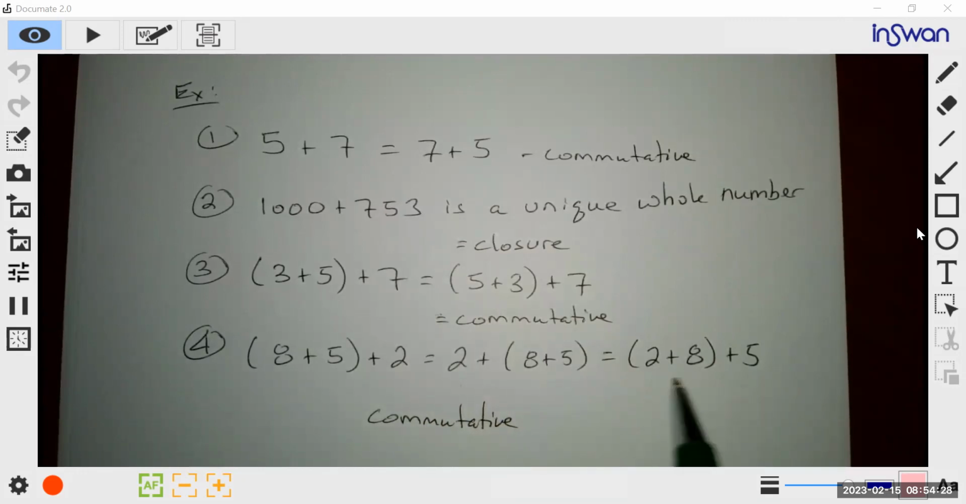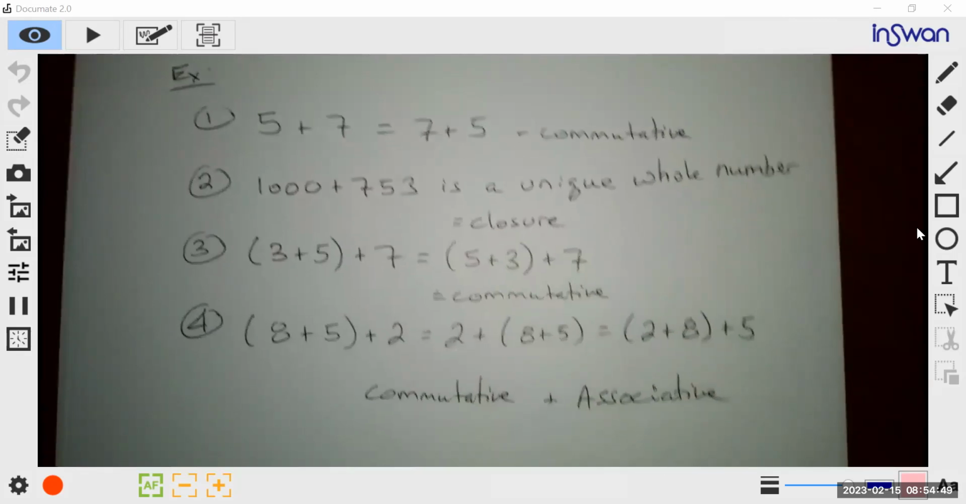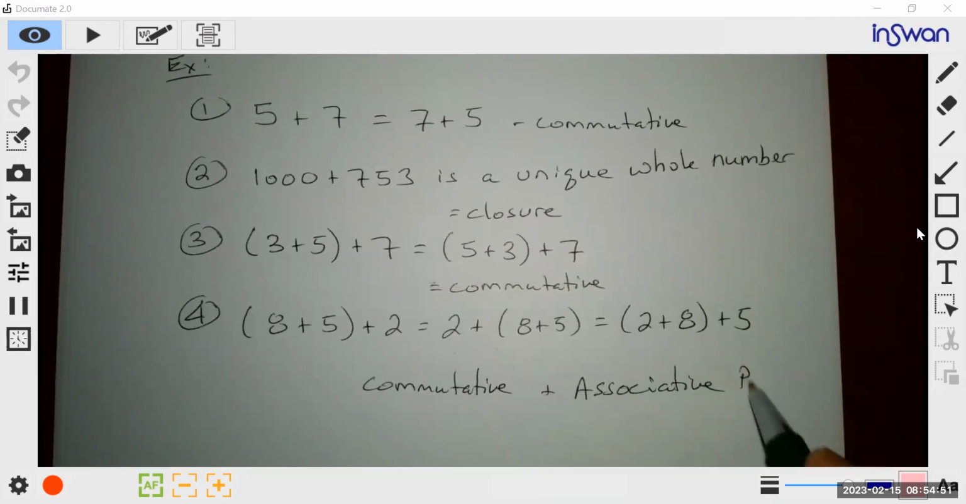Did I do anything else over here? From here to here? I changed the parentheses. When you change the parentheses, what's that called? The associative, right? Properties.